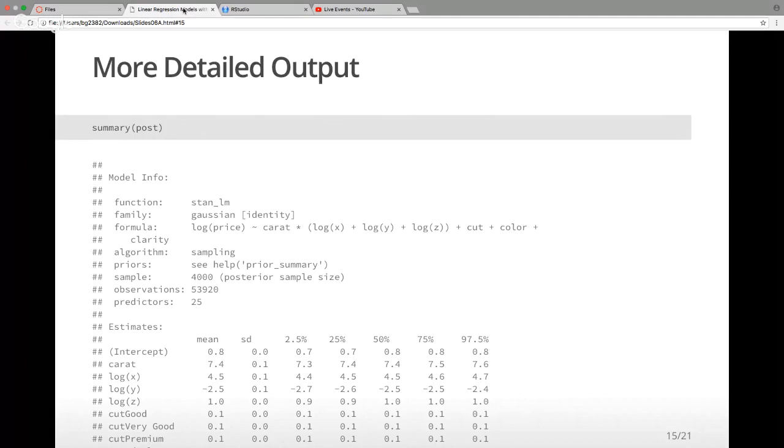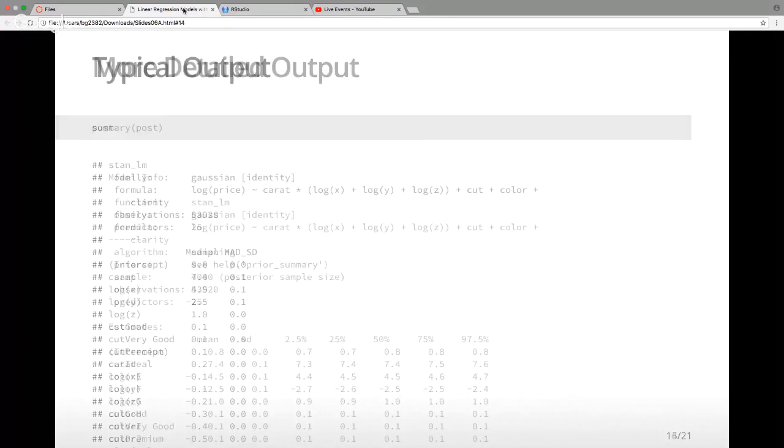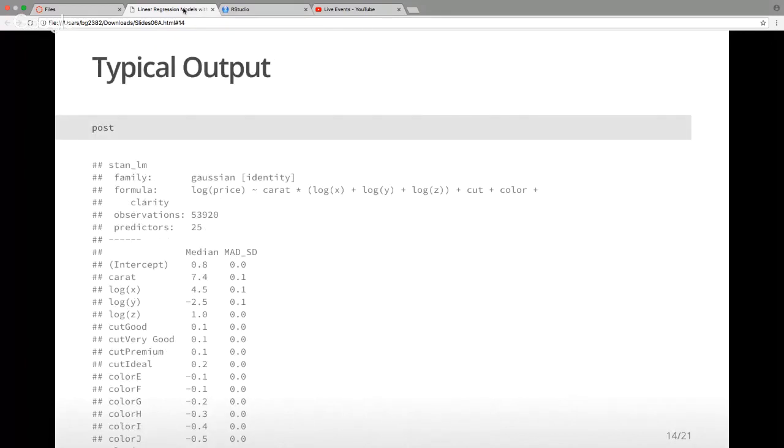So this will tell you the mean, the standard deviation, various quantiles, etc. Again, it got cut off. There's actually 28 parameters here. But if you do this yourself, you can see this output for all 28 of the parameters.